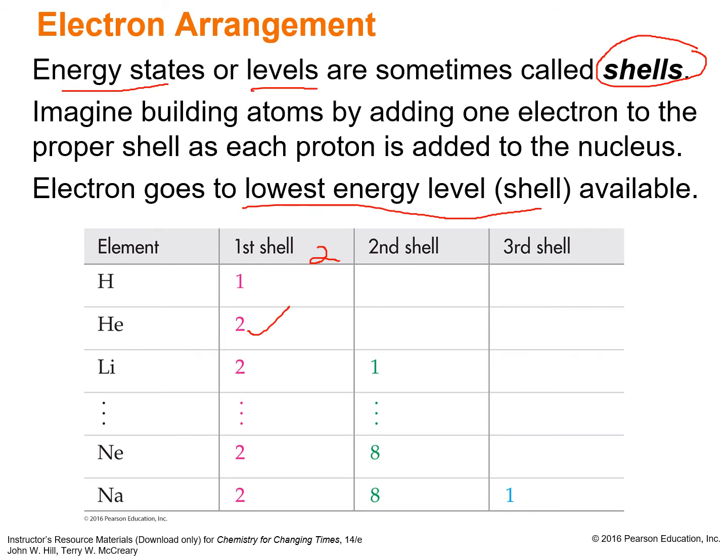Now lithium, which has atomic number of 3, that means 3 electrons. So the first shell can have 2 electrons, check. What do I do with that extra electron? I move the electron to the second shell. So like that, practice for the first 20 elements.